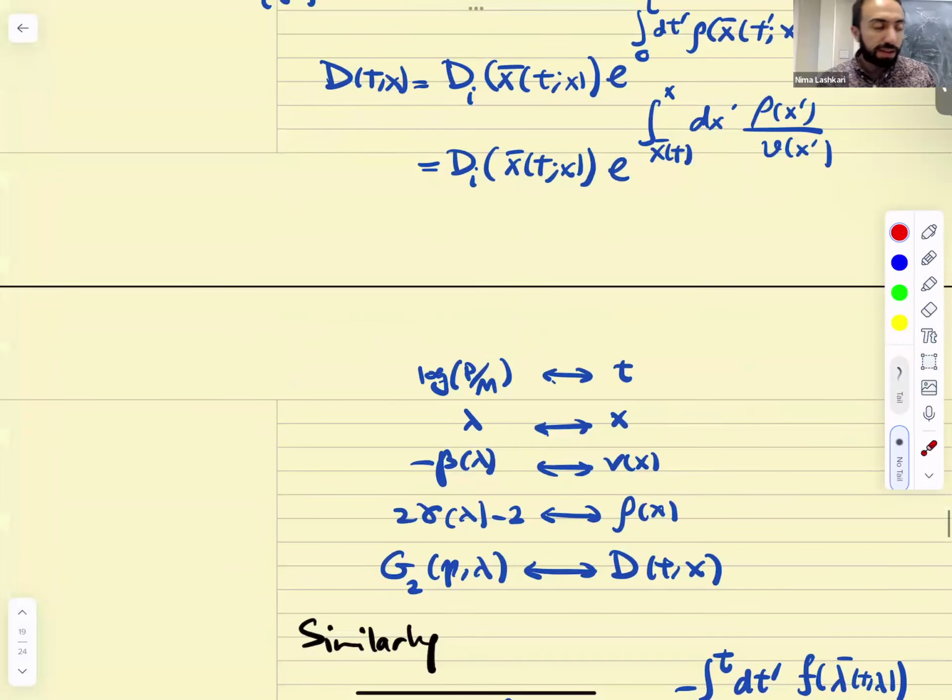So to make the analogy exact, you just swap the t variable for log of p over m. That's why I defined that variable t. x is the coupling lambda. V of x is the beta function of lambda. Rho of x is 2 gamma of lambda minus 2, and d of x and t is the 2-point function.